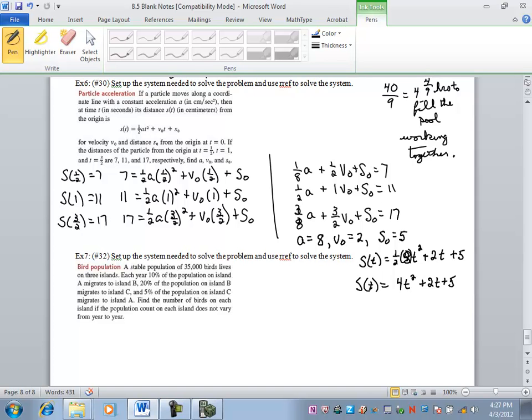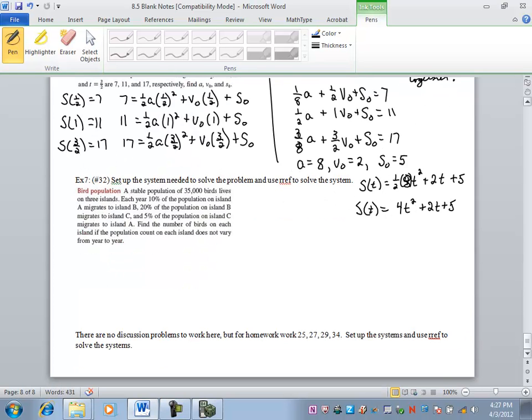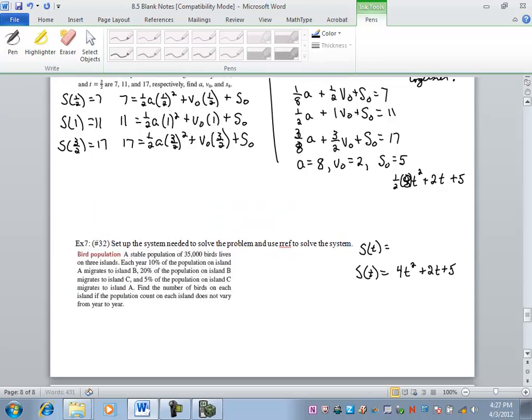And then finally, one last example here, talking about a bird population. A stable population of 35,000 birds lives on 3 islands. Each year, 10% of the population on Island A migrates to Island B. 20% of the population on B migrates to Island C. And 5% of the population on Island C migrates to Island A. Find the number of birds on each island if the population count on each island does not vary from year to year.